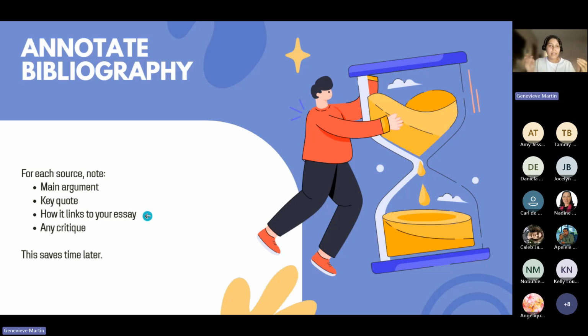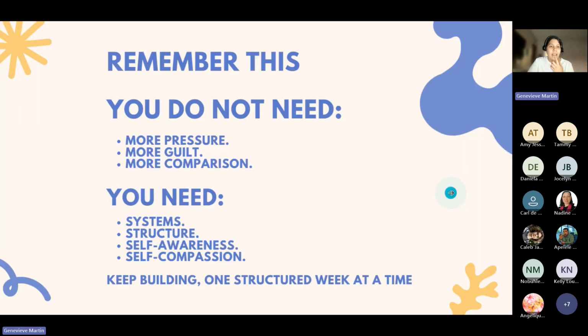Or you just copy and paste it into a Word document, which article this is, put down the title of the article, the author, and then you take out those chunks, you copy and paste it into Word, and then you highlight in those colors so that you know what matches what. You have a key, and then you have your colors that match certain things like the main argument, the quote, how it links to your essay, and then critique.